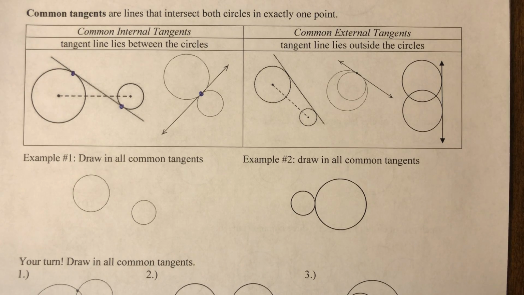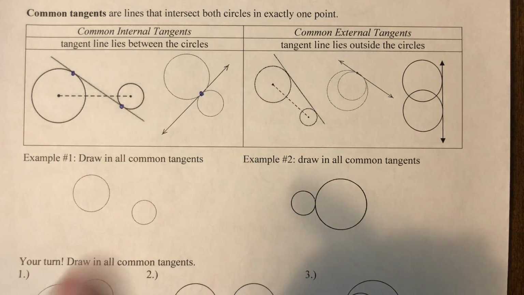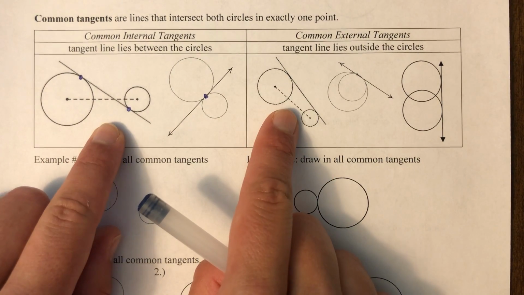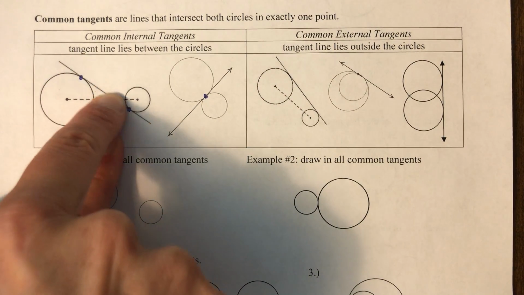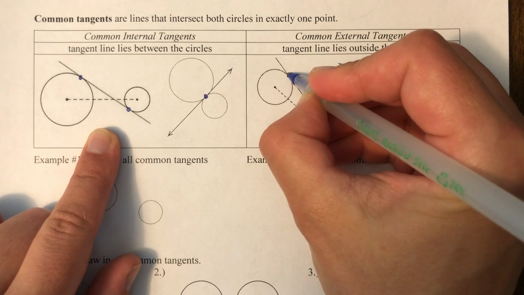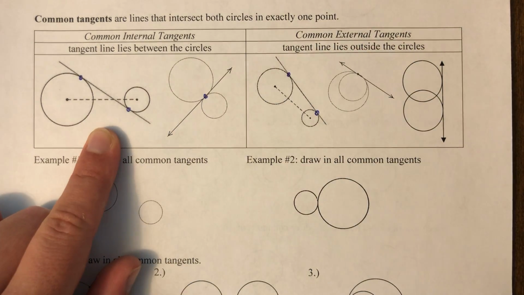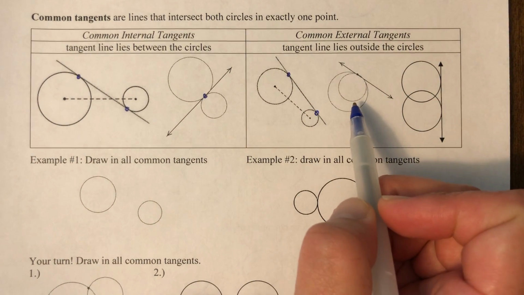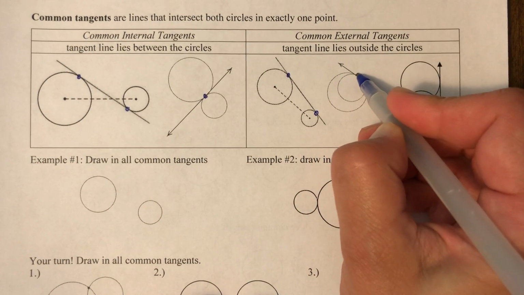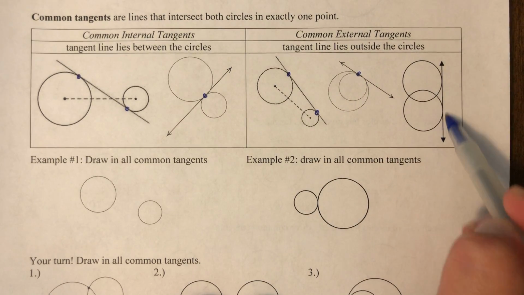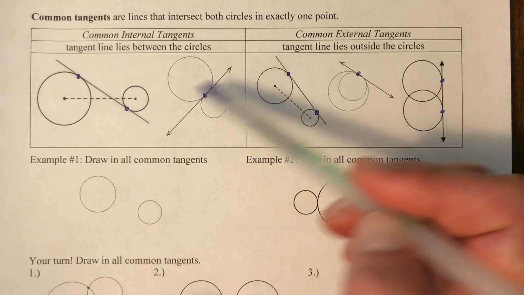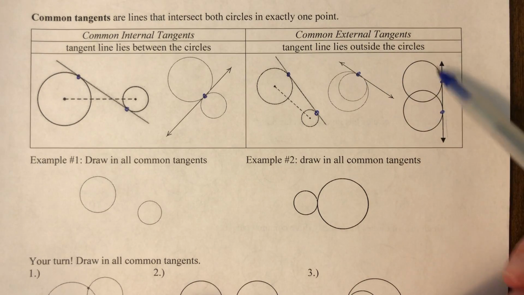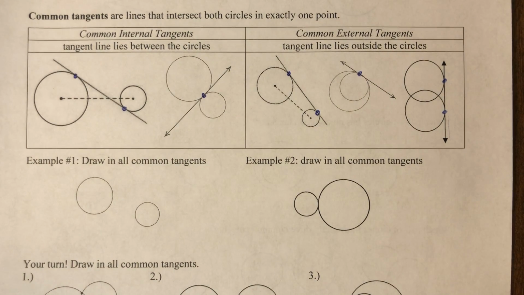External tangents lie outside the circle. So this is a similar picture to this one, but you'll see that this time my tangent line is outside the circle rather than going in between them. Still hitting once on each circle, making it a tangent line. So again, this one's outside the circles, hitting once. Here's another one, outside the circles, hitting once on each circle. So either the tangent line's inside or outside. That's what that means.